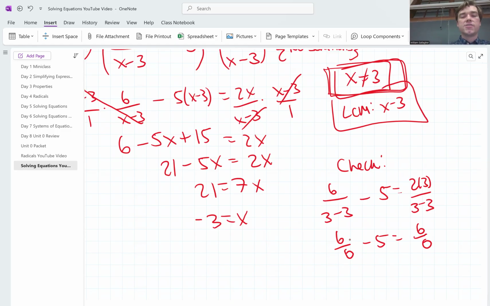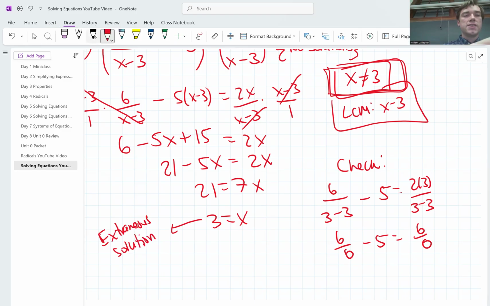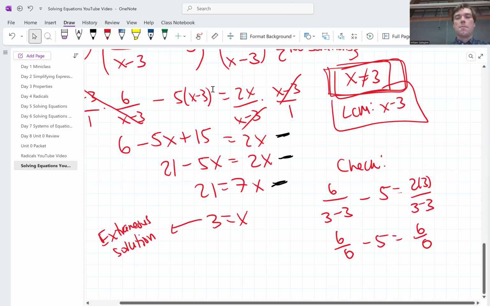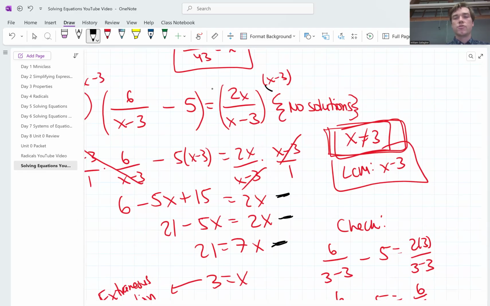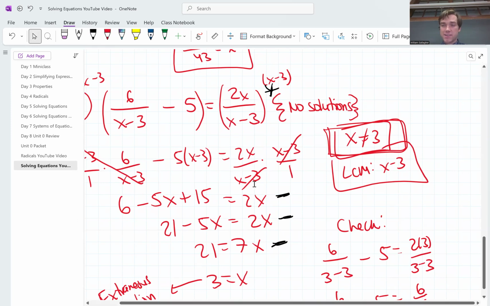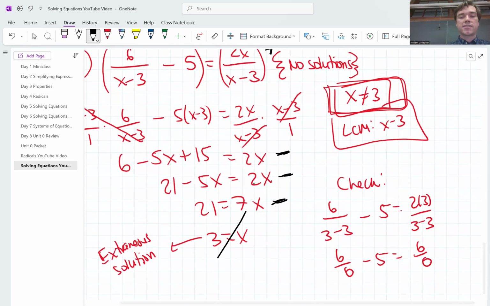So this is known as an extraneous solution. Basically what happened here is that x equals 3 is a solution to this equation, but it's not a solution to the original equation. Okay, that's what I mean when I say it's an extraneous solution. So we solved it. We got one solution. Turns out it's not the solution. So we're going to put a big X through this, and we're going to conclude that we have no solutions.